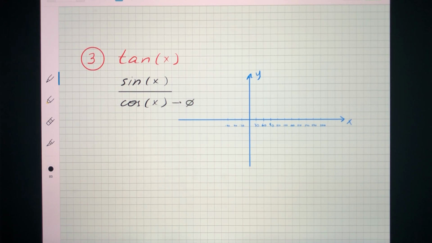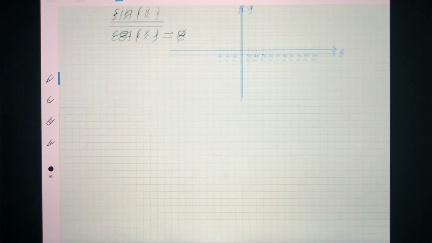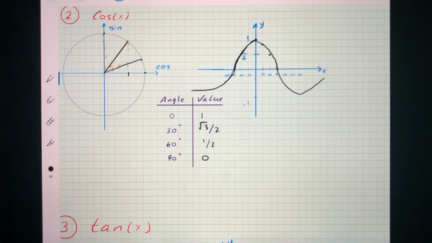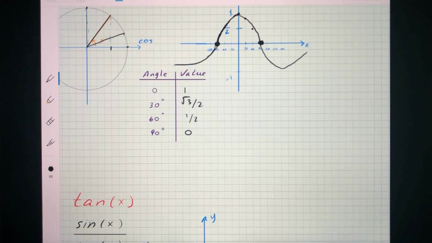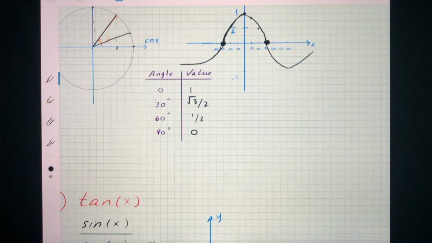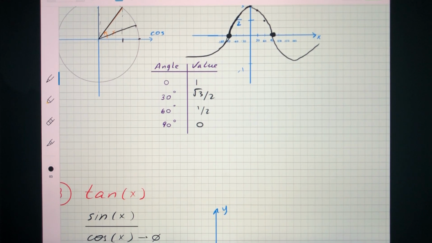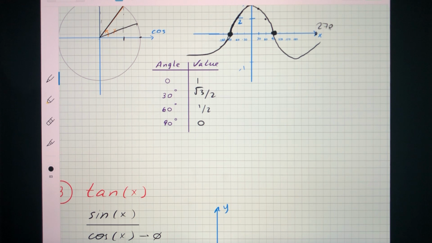So where is cosine equal to 0? Well, here we can see that at 90 degrees it's 0, at negative 90 degrees it's 0, which means at that point our tangent is undefined. It's impossible. And then again it'll be 0 at 270 degrees, and so on.